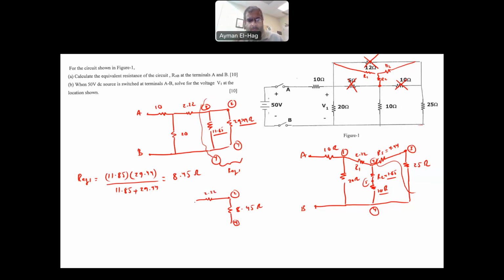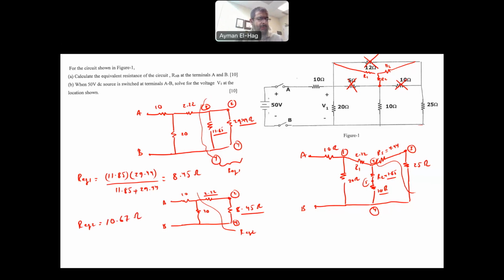We have the 2.22, the 20, and the 10. This is point A and B. And clearly, what you see is that this and this are in series. Why? Because it is sharing one node and nothing else shares that node. So I will call this R equivalent 2. R equivalent 2, you just add these two resistors. So you'll have 10.67 ohm.